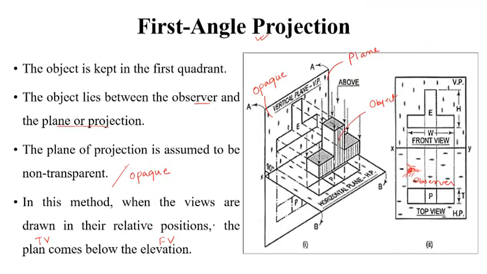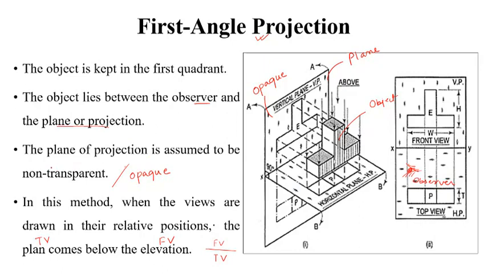What is given, the plane comes below the, that means the front view will be above and the top view will be below. You can see here, this is the figure. So in first angle projection, you have to remember that the object is always placed between the observer and the plane. The plane and observer will be on either side. That is the first condition.